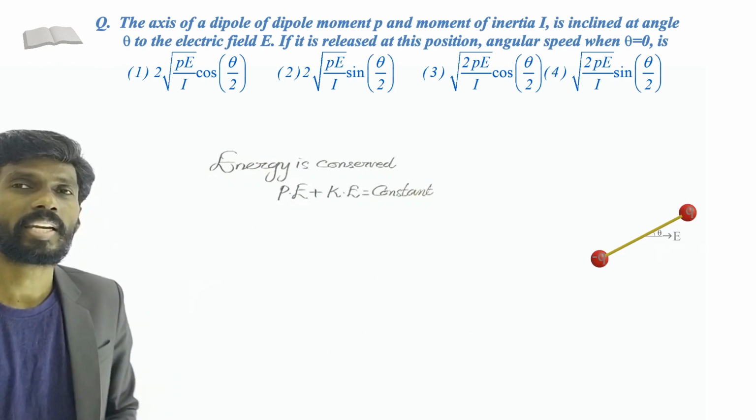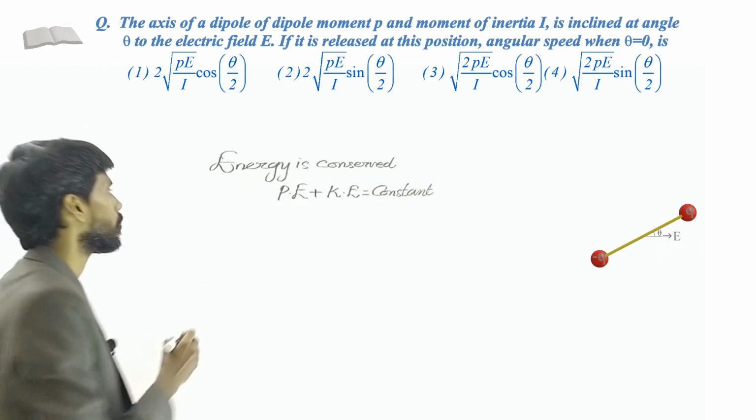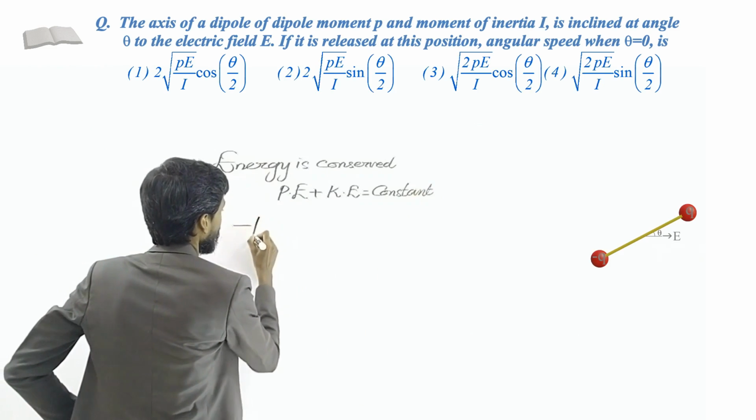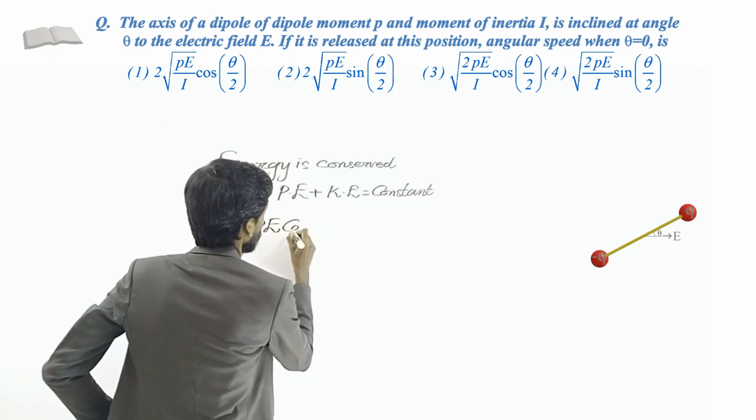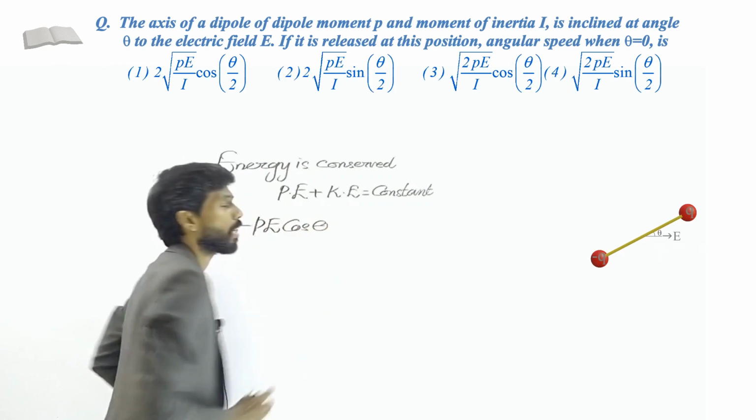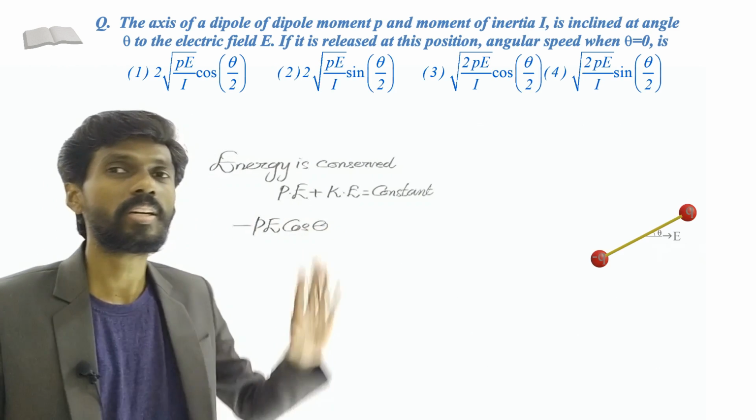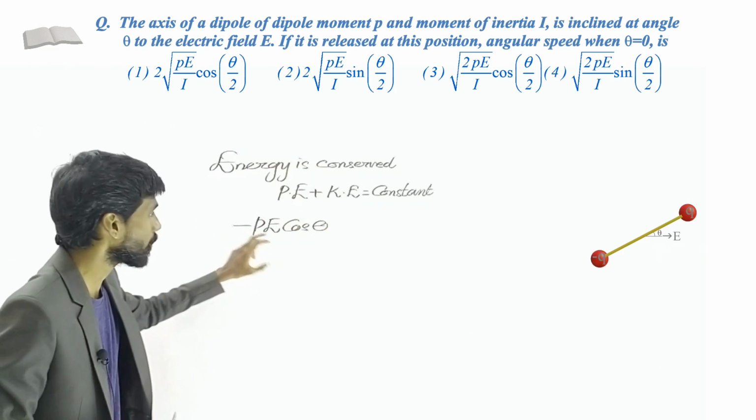So what is the potential energy when the angle is theta? We have the formula for that, right? So what is the potential energy? Minus pE cos theta. So that is the potential energy when the dipole makes angle theta with the electric field. So minus pE cos theta.